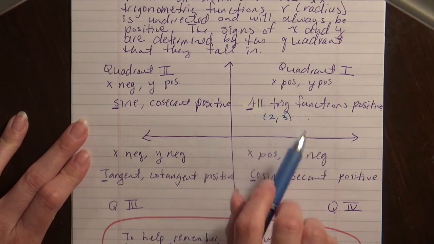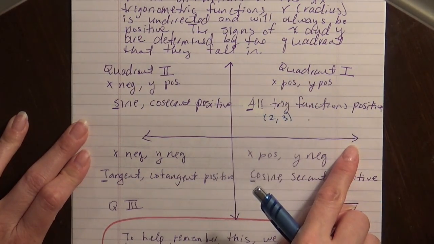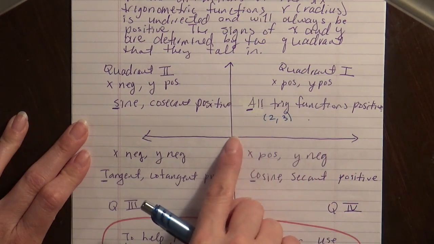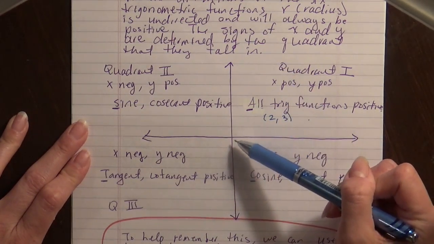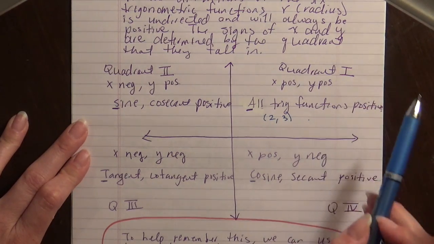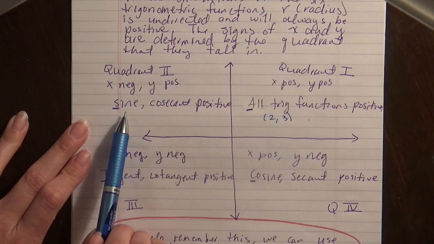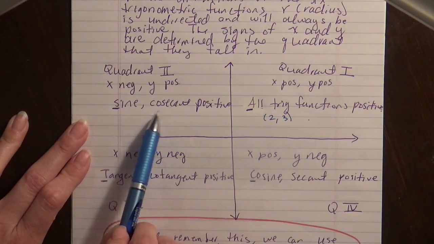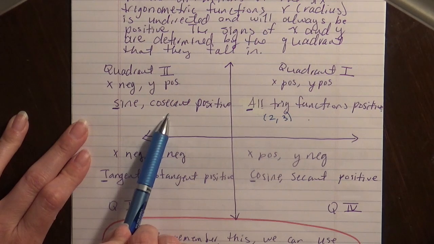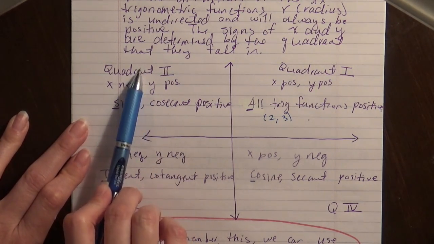Okay, so if your angle is in quadrant 1, they're all in standard position, so you've got the initial side on the x-axis, the terminal side. If it's in quadrant 1, all the trig functions are positive. If you're in quadrant 2 for your angle, then sine is positive, and since cosecant is the reciprocal of sine, it's going to follow the same rule. But all the other ones are going to be negative for any angle that's in quadrant 2.